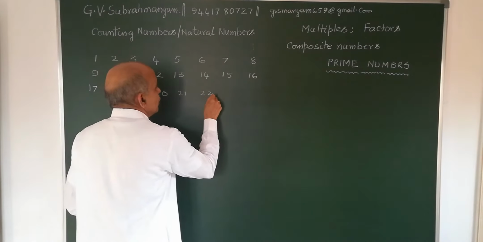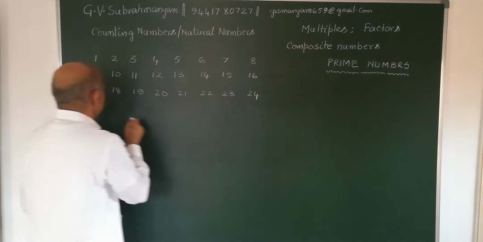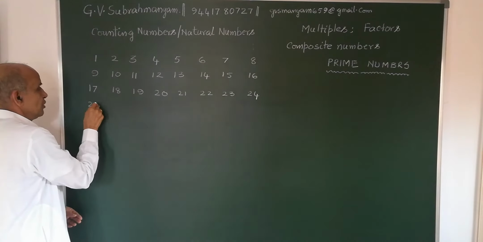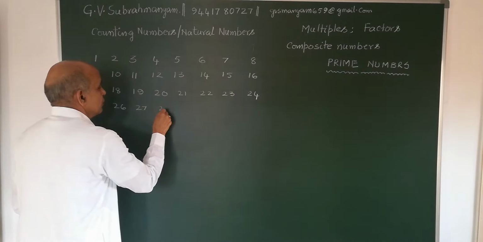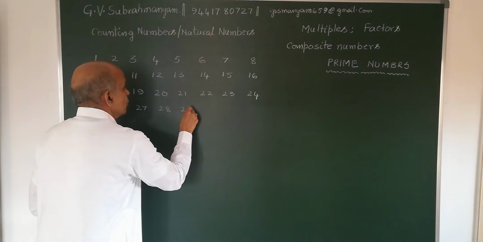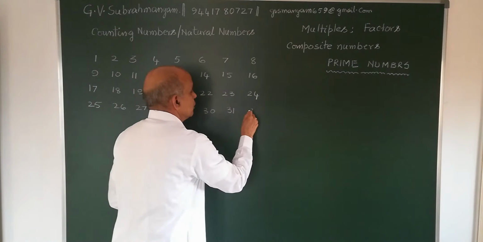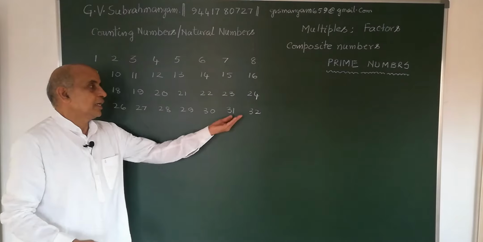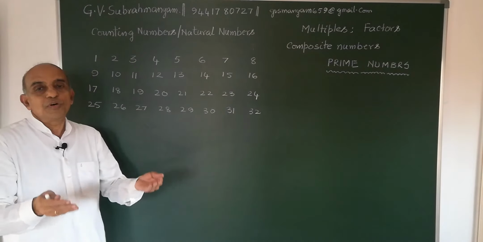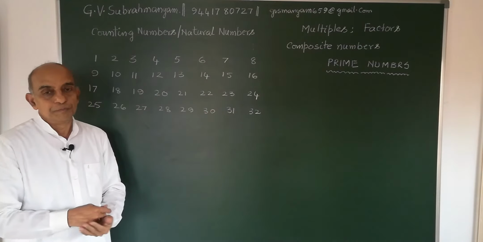21, 22, 23, 24, then 25, 26, 27, 28, 29, 30, 31, 32. Because you are small children, let us take 32. Maybe in your class you may have 30 children, so this is the number to show.